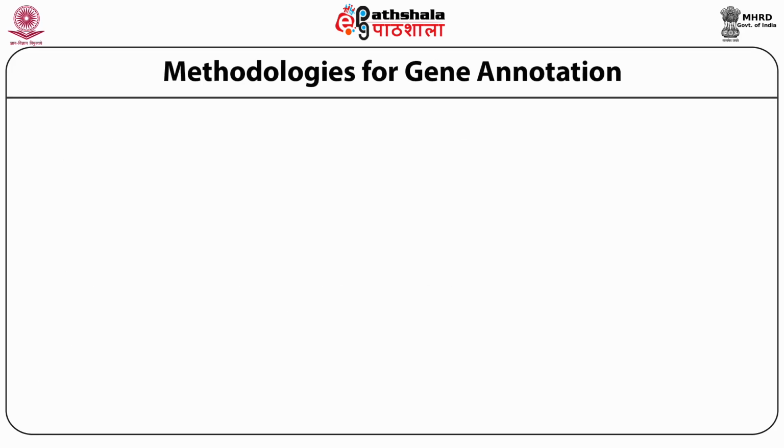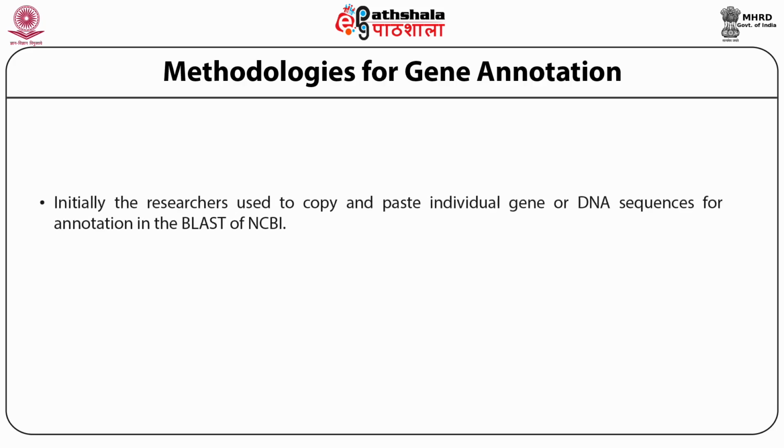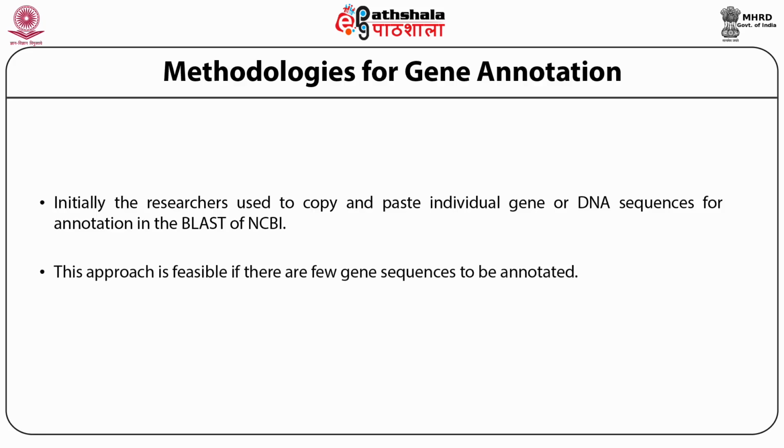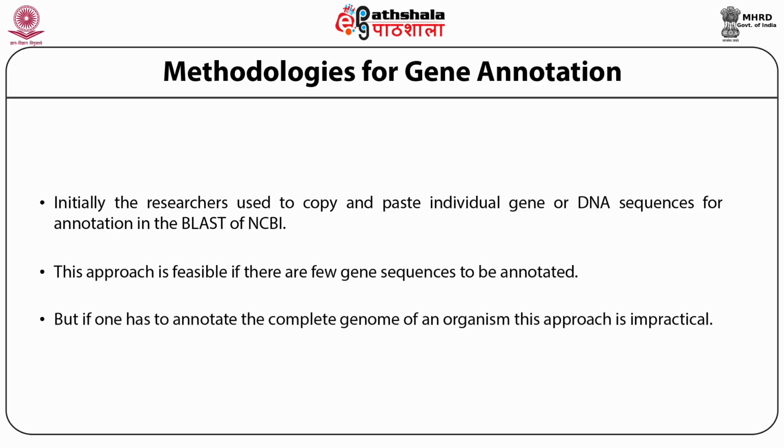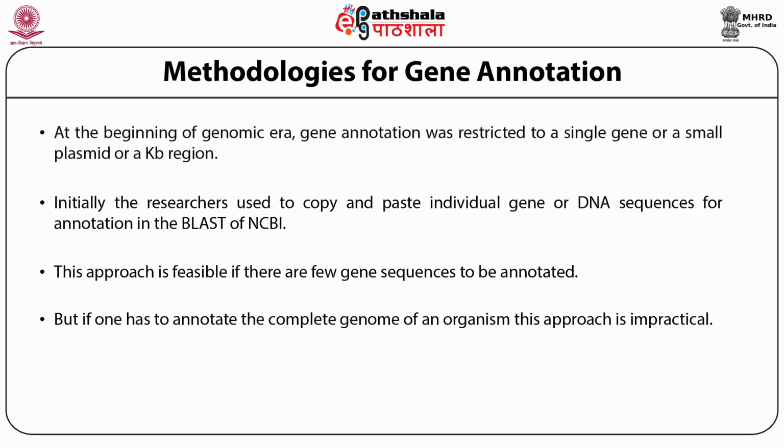Methodologies for gene annotation. At the beginning of the genomic era, gene annotation was restricted to a single gene or a small plasmid or a kb region of DNA. Initially, the researchers used to copy and paste individual gene or DNA sequences for annotation in the BLAST of NCBI. This approach is feasible if there are a few gene sequences to be annotated. But if one has to annotate the complete genome of an organism, this approach is impractical.